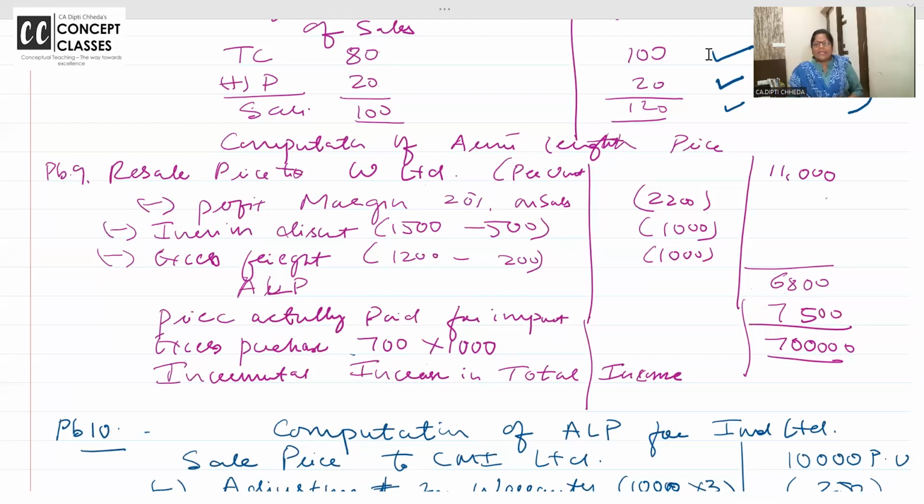Is this example clear to you? Once again, the method is RSP: selling price minus my profit margin gives my total cost, and in that further processing, whatever cost I have added after importing. So this is the arm's length price of import. If this is less and I have imported at a higher price, then I have tried to inflate my purchase.